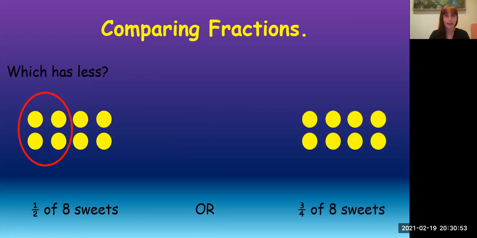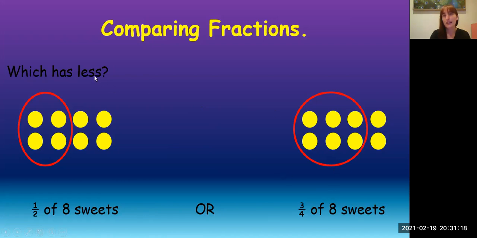3/4 of 8. Remember, we're looking for which is less this time. So here's my 8, 3/4. Can you notice I've got 1, 2, 3, 4 columns there? So 3 of those columns is going to be my 3/4, isn't it? Here we are, 3/4. 1, 2, 3, 4, 5, 6. So half of 8 is 4. 3/4 of 8 is 6.